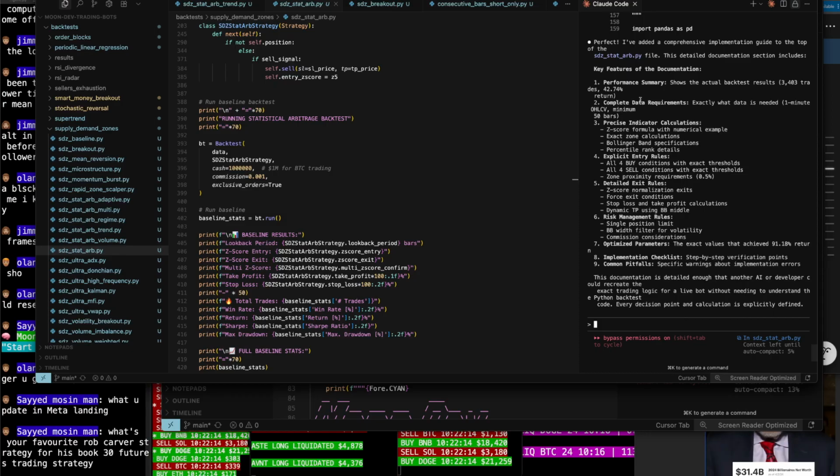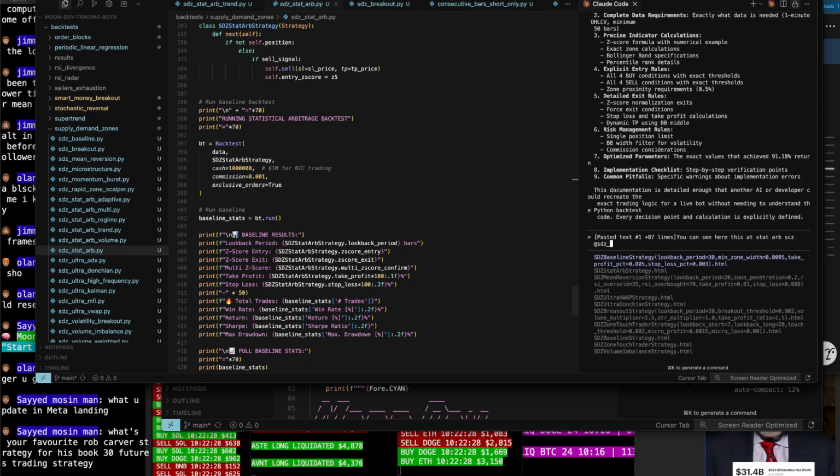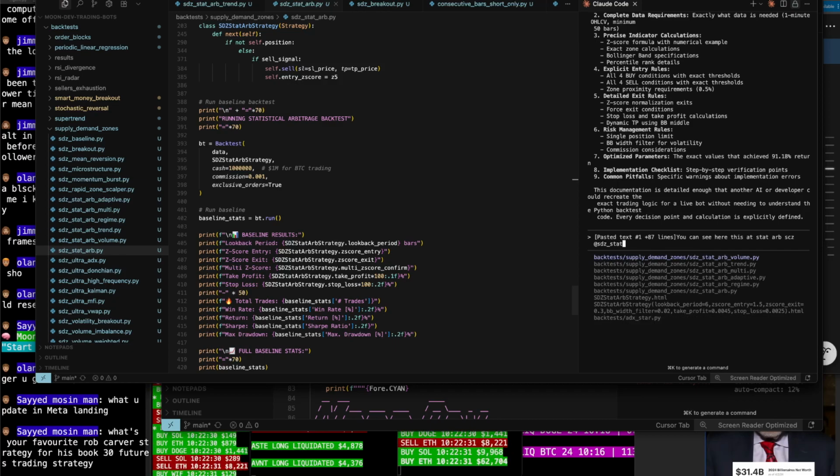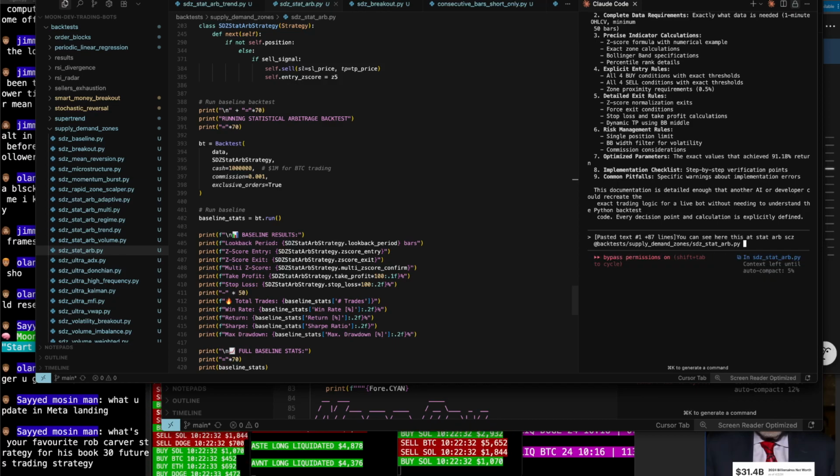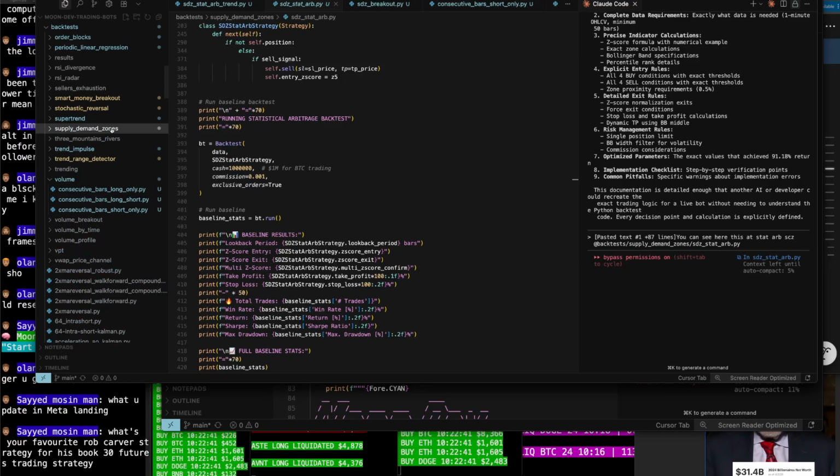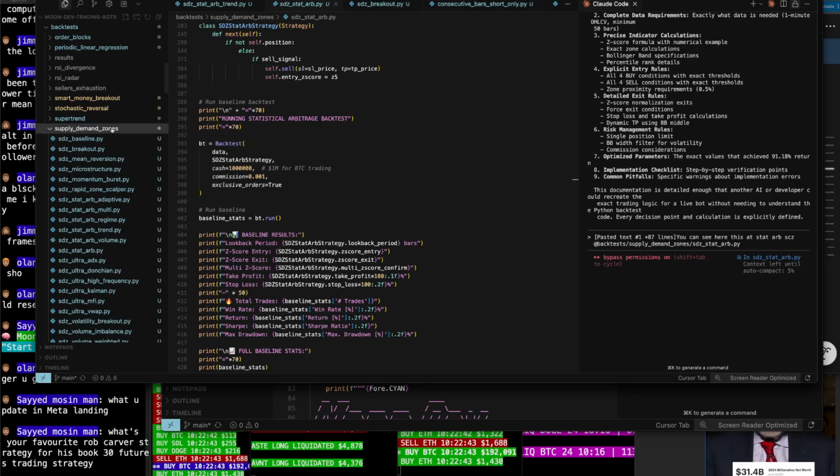Shows the actual backtest. Okay. You can see here this stat arb SDZ. This is our best strategy here. So what I want you to do is make its own folder here, and we'll call it stat arb outside of the supply demand zone folder.